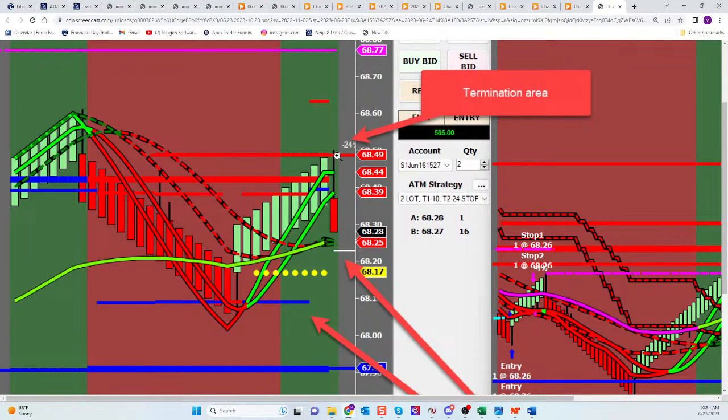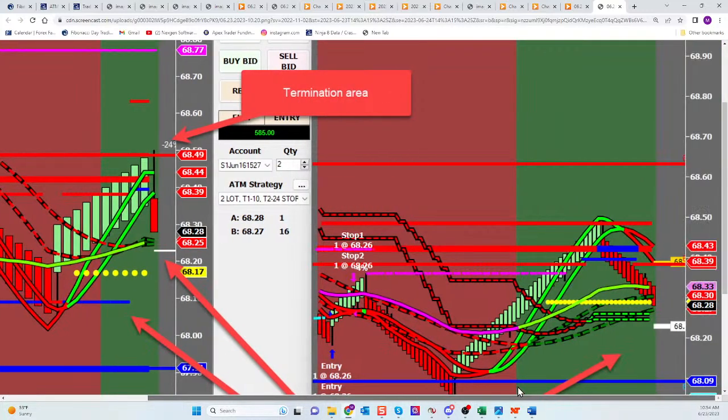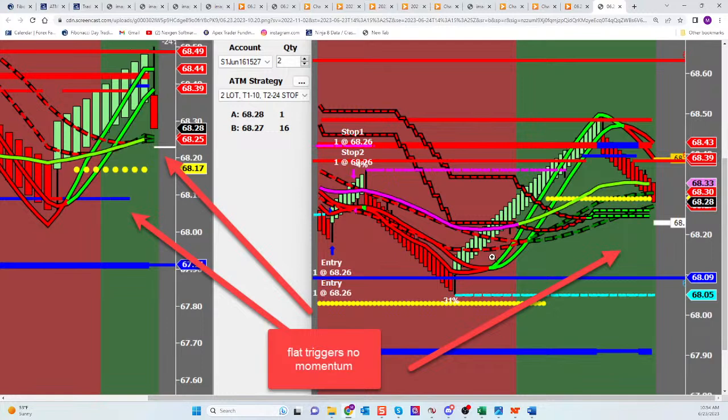Termination condition, flat triggers, nothing to do, right? Just nothing to do. Take a picture of it, guys. Remind yourself there's nothing to do when I don't have a clear path. There's nothing to do when I don't have odds favorable momentum. Guys, it costs absolutely nothing to be flat. It costs absolutely nothing to not be in a position.